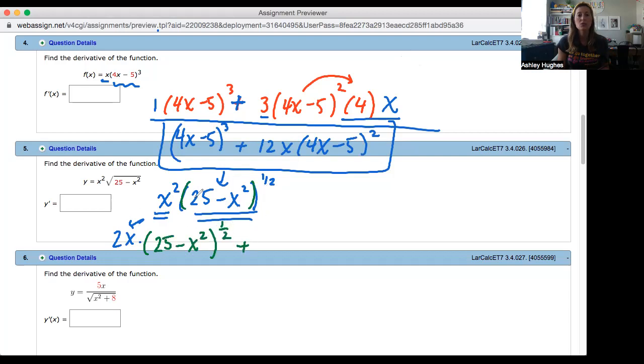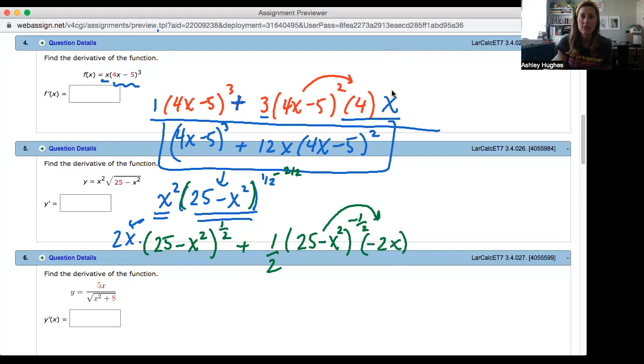Then plus, now we're going to do the derivative of the second. That's when you bring down the 1/2. You subtract 1 from the power, which makes it negative 1/2. You keep the inside the same. But then you multiply by the derivative of the inside, where the derivative of 25 is 0 and the derivative of negative x² is negative 2x. And then times the first. So derivative of the first times the second, plus derivative of the second times the first.